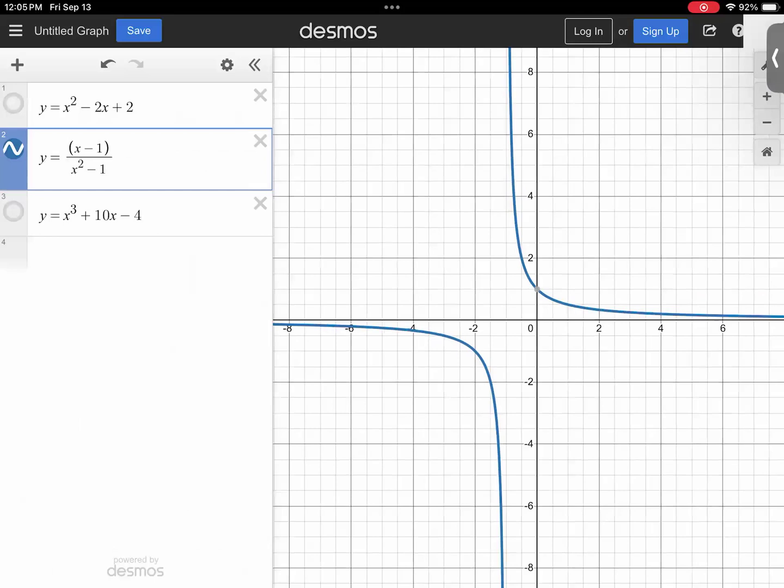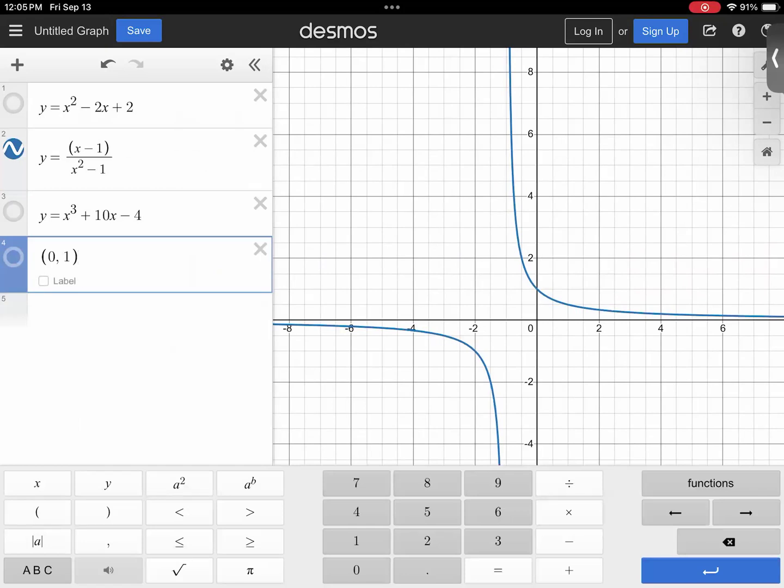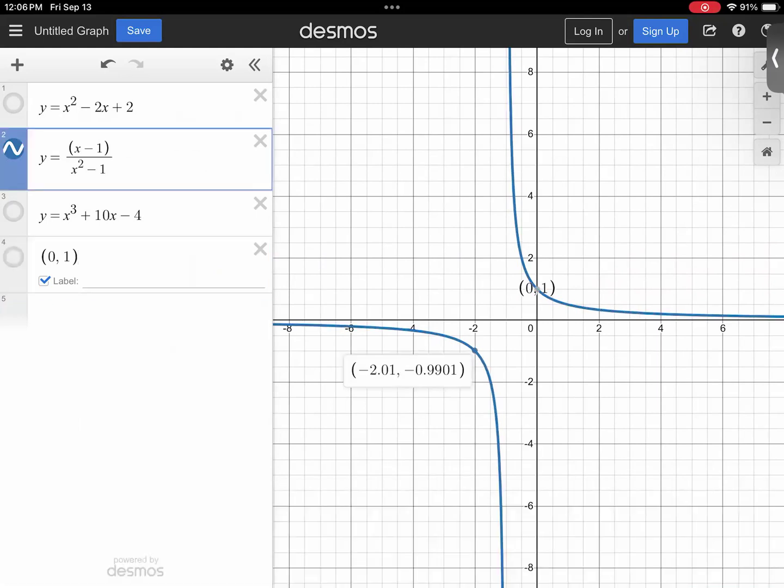Okay, so just a couple of key points to plot for us. Looks like it's 0, 1. Just gonna label that, and then it looks like you have -2, possibly.